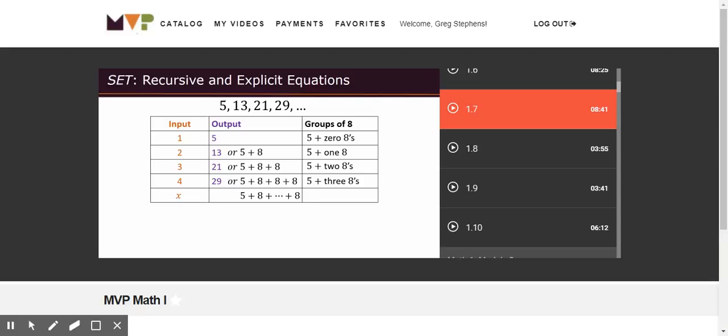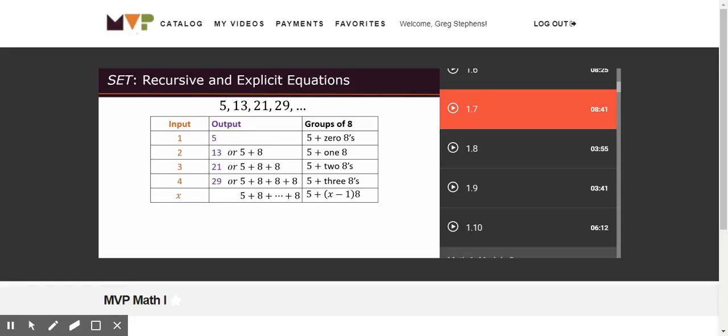This is an arithmetic sequence. The explicit equation has 5, and it's going to contain some eighths. The next thing to determine is how many eighths and how the number of eighths relates to the input number. When the input is 1, we have no 8s, or 1 minus 1 times 8. When the input is 2, we have 1 eight, or 2 minus 1 times 8.